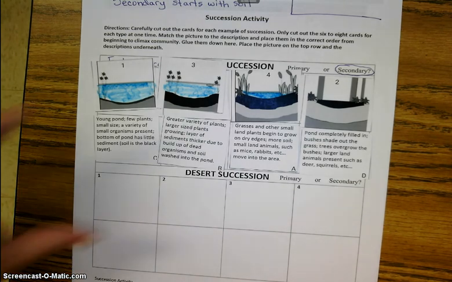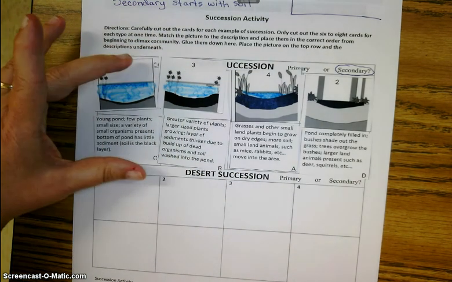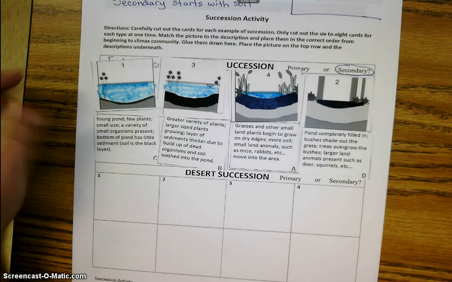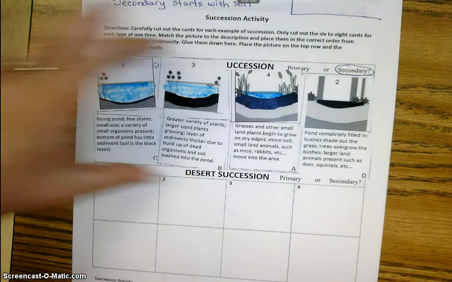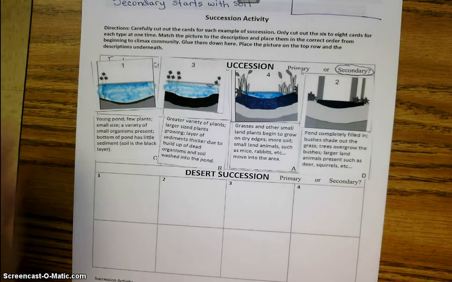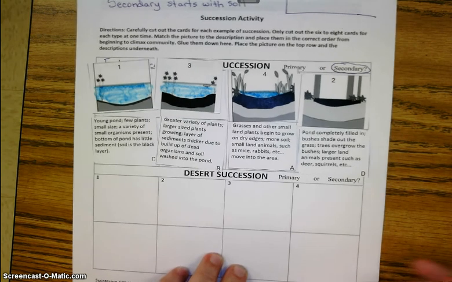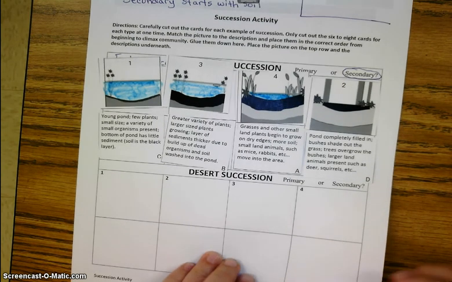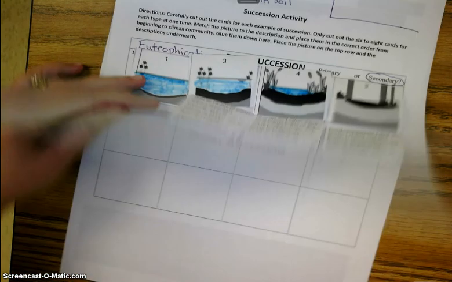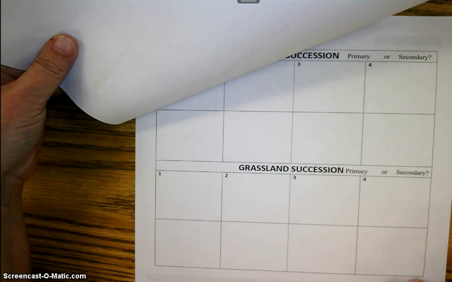Because there is a section about pond succession or eutrophication in our textbook, we're going to cut this section out and glue it onto page 87, and then we'll cut desert succession out and glue it onto 88, and we'll glue forest to 89 and grassland to 90.